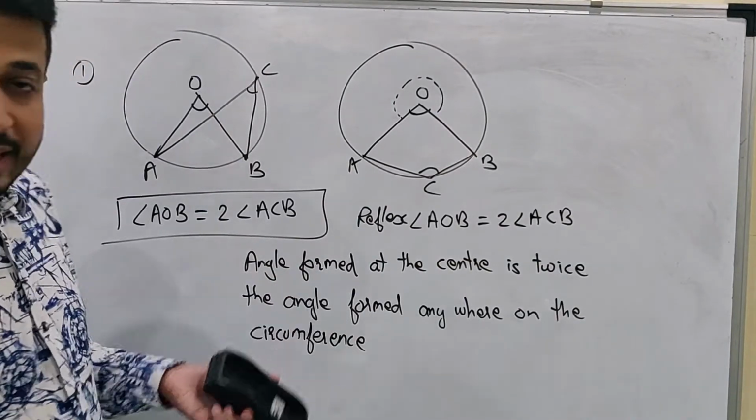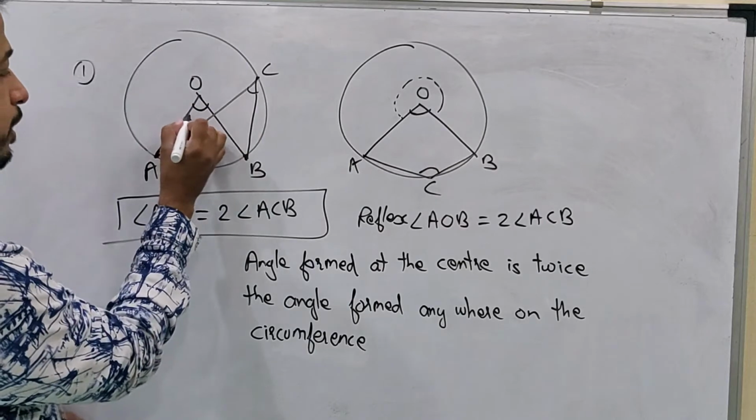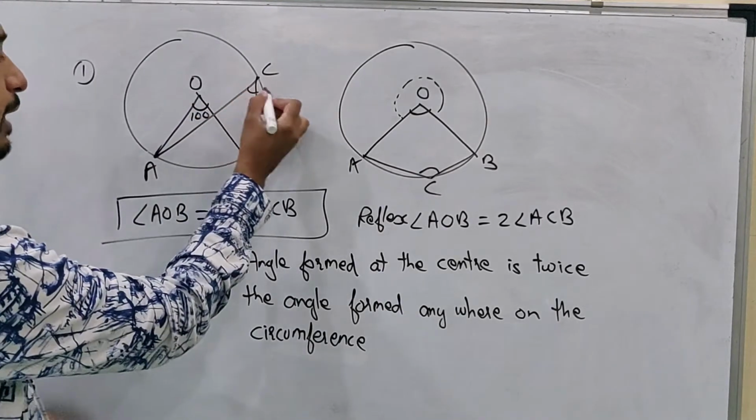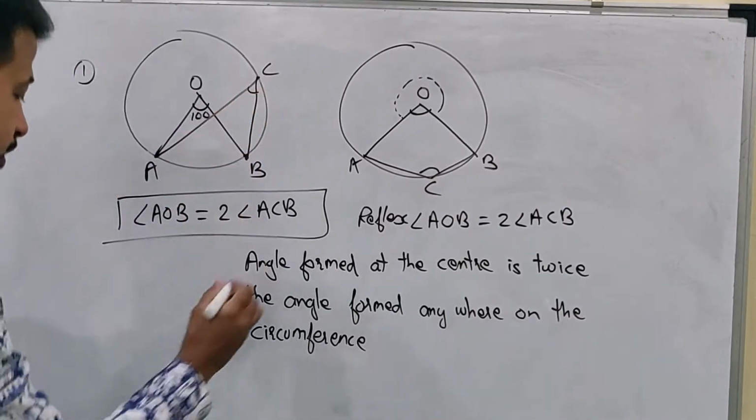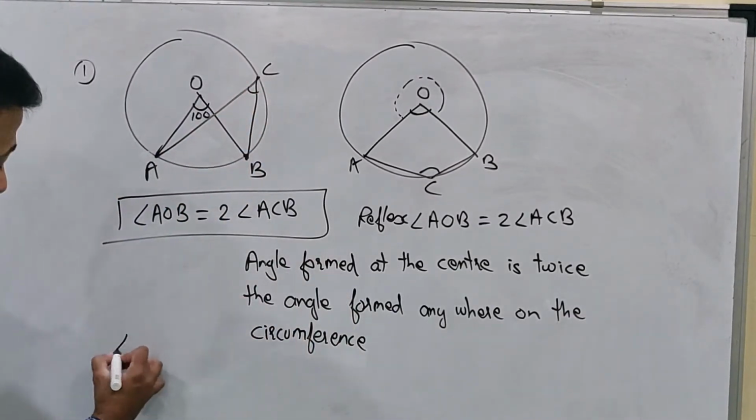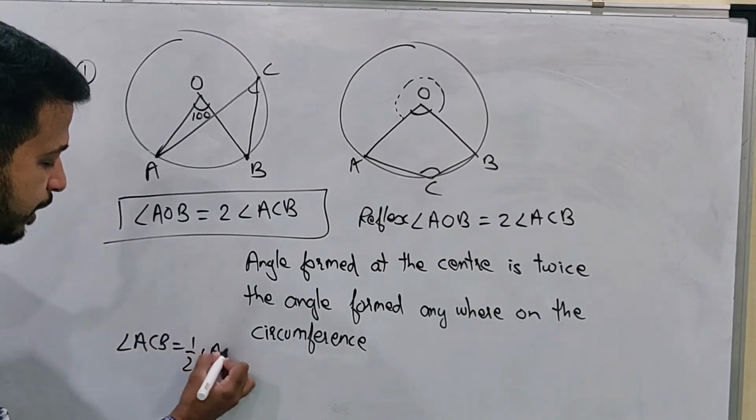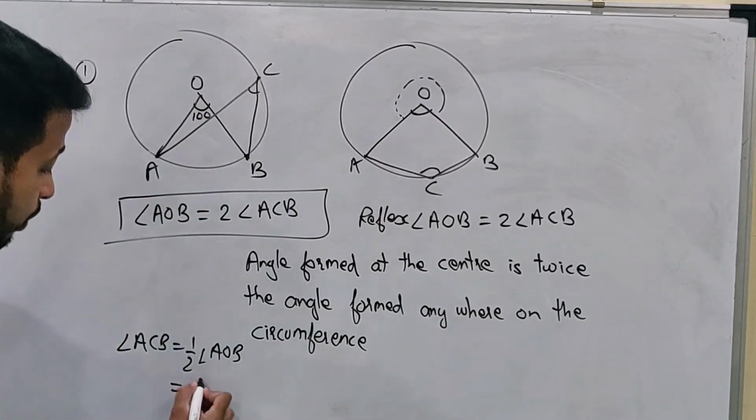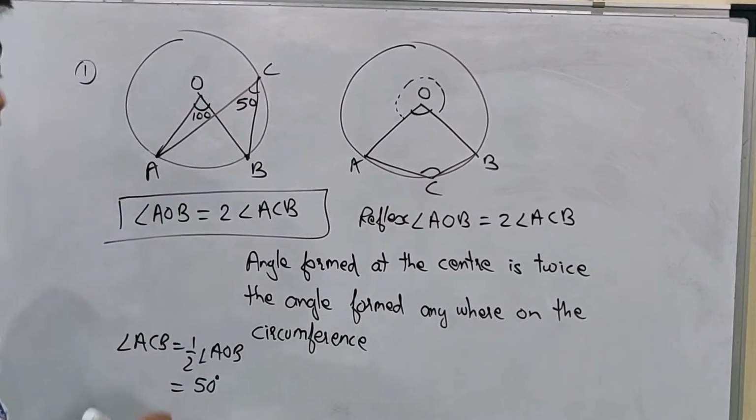Okay, let's take an example. Suppose this AOB is your angle which is 100, and I want to find angle ACB. AOB is double of ACB. So in other words, angle ACB is half of angle AOB. So my angle ACB will be how much? It will be 50 degrees. So this is 50.